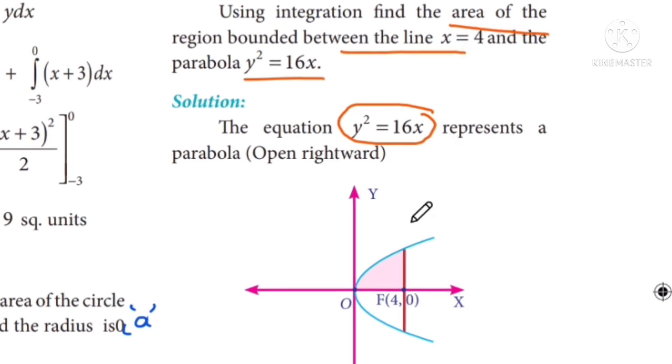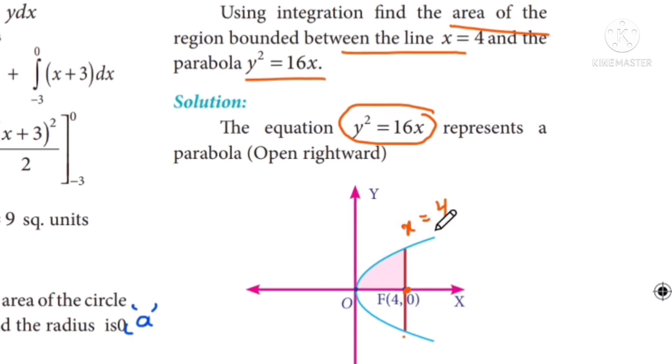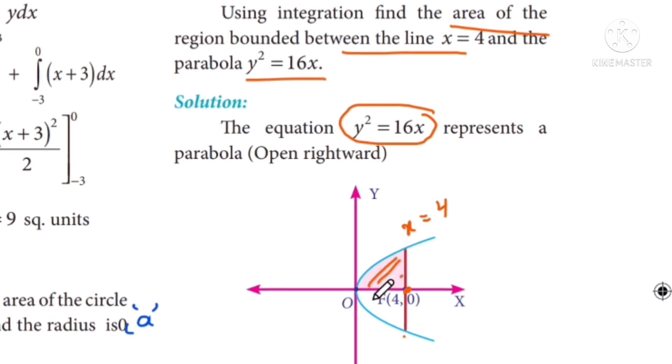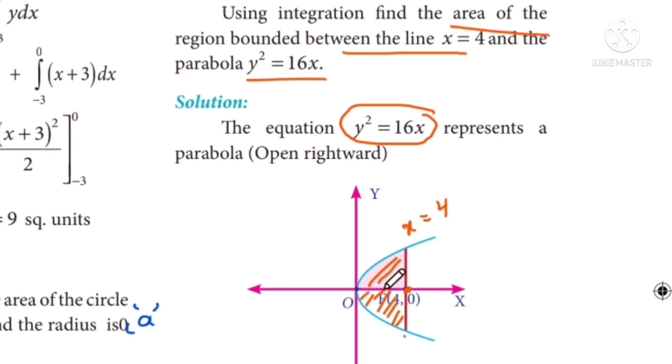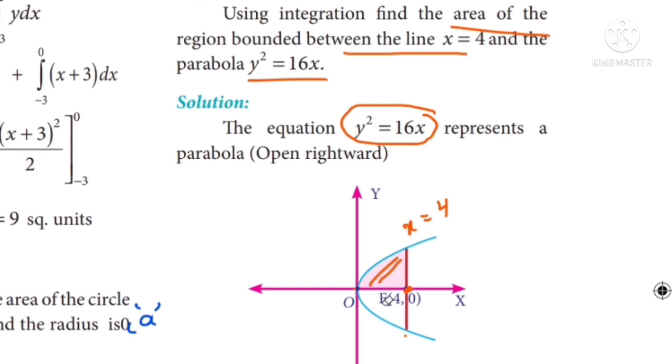The line x is equal to 4 means somewhere here you draw the line. This is the line x is equal to 4, a line parallel to the y-axis. Bounded between the line, that means the full area we have to find. But what we are going to do is find this area, then multiply by 2, because we have to find the entire area.